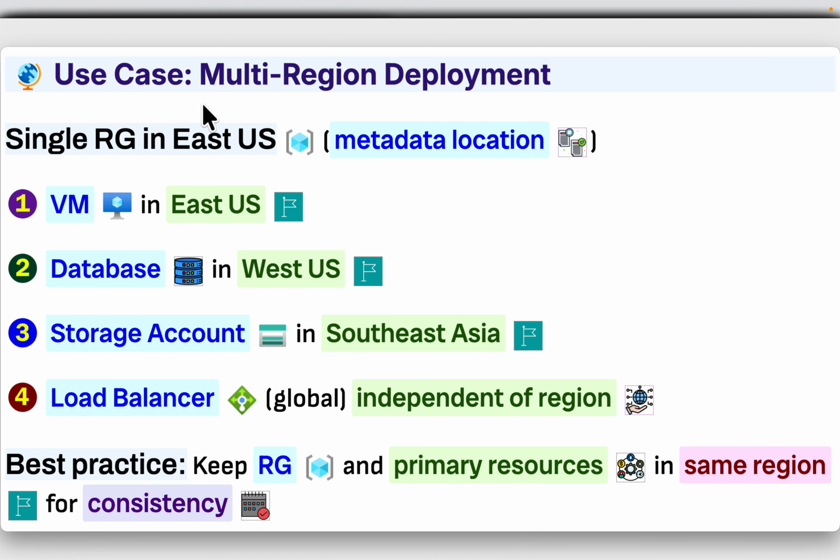Another use case, multi-region deployment. A single RG, let's say in East US, which is the metadata location for this resource group, but you can have a VM in East US, a database in West US, a storage account in Southeast Asia, and you can have a load balancer also, which is global, and this is independent of any region. Best practice is to keep the resource group and primary resources in the same region for consistency.